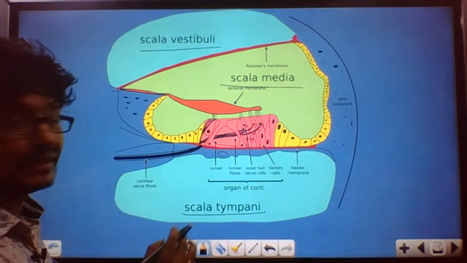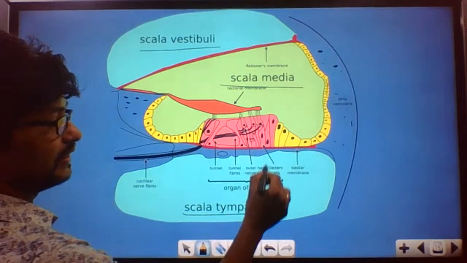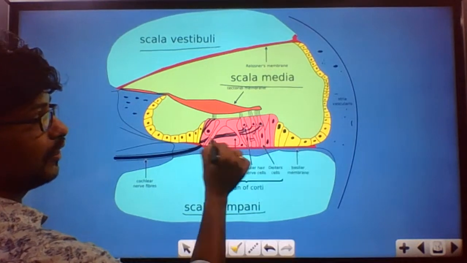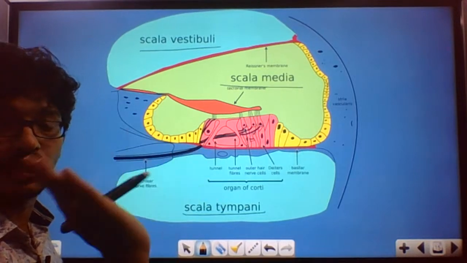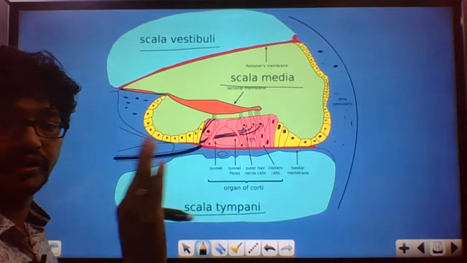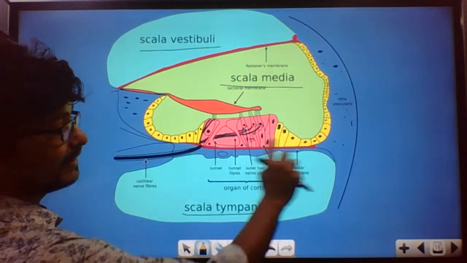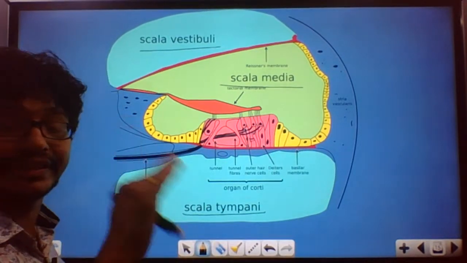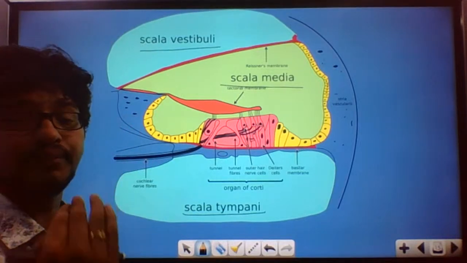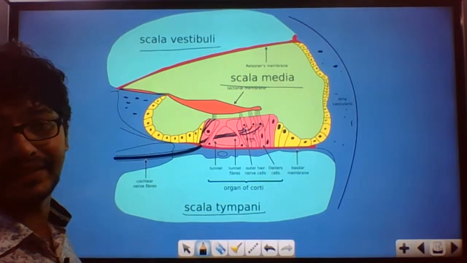When we discuss the mechanism, there are hair-like structures inside. Here in the organ of Corti, you could see the hair-like structures. When the sound vibration reaches the hair cells present inside the organ of Corti, they bend like this. This helps you identify exactly what the sound is.